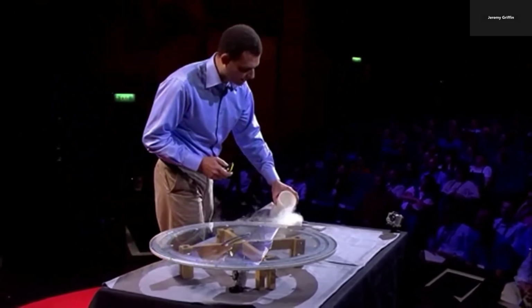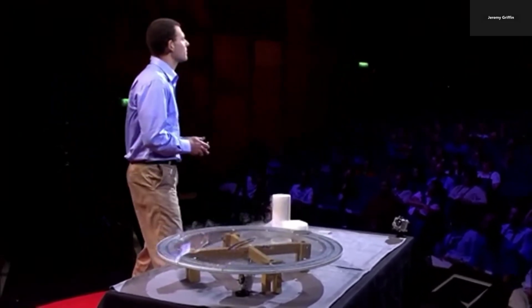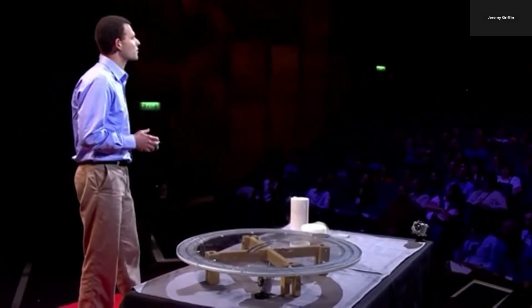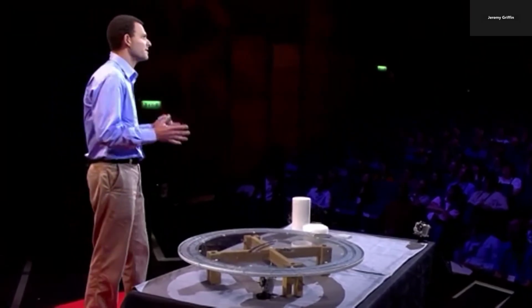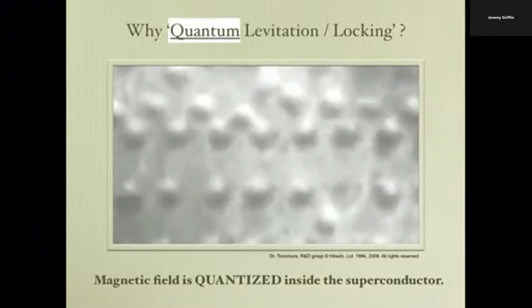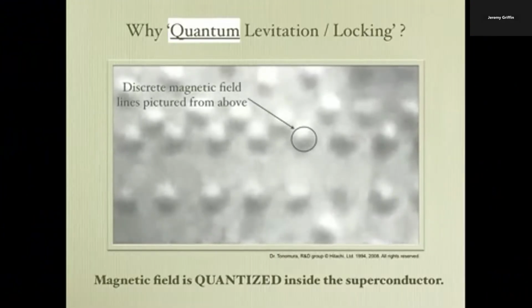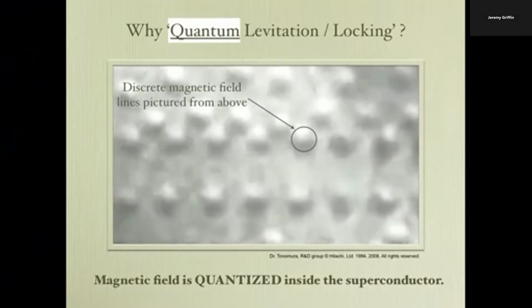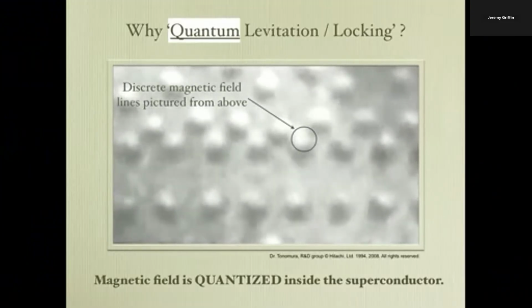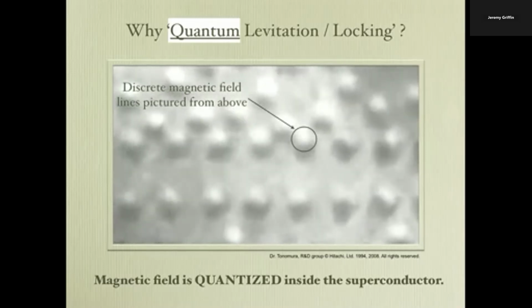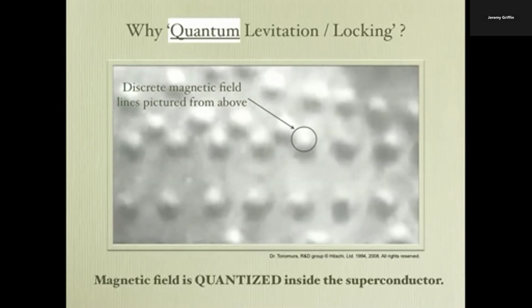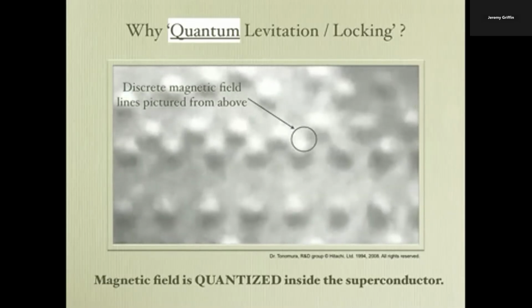And these strands of magnetic field inside the superconductor come in discrete quantities. Why? Because it is a quantum phenomenon, it's quantum physics. And it turns out that they behave like quantum particles. In this movie here, you can see how they flow one by one, discretely. These are strands of magnetic field. These are not particles, but they behave like particles. So this is why we call this effect quantum levitation and quantum locking.